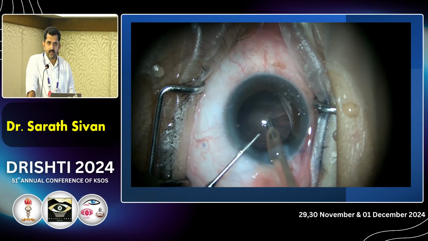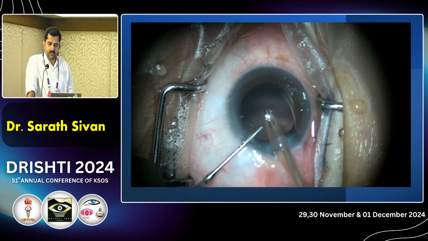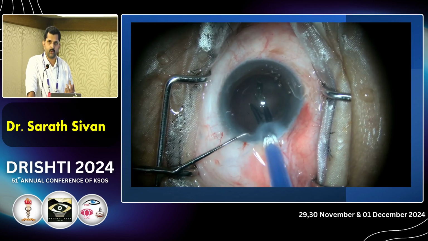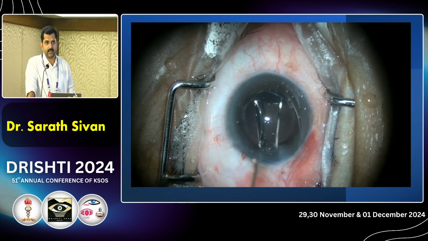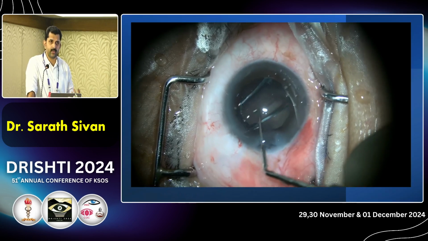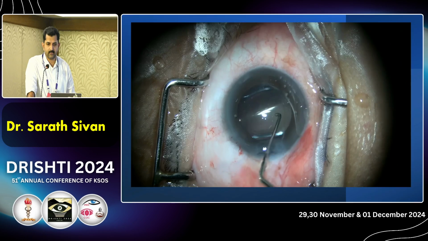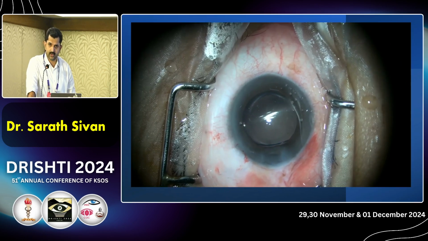Then IOL implantation, I have already discussed. If the rexis size is adequate, you can always go for a single-piece IOL. If you feel the rexis is larger in size, you go for a multi-piece IOL, especially when you are going for a gas tamponade. It's better to go for a multi-piece IOL.